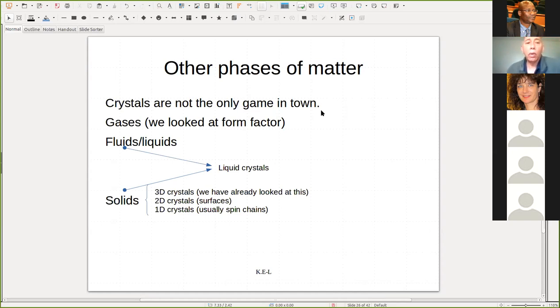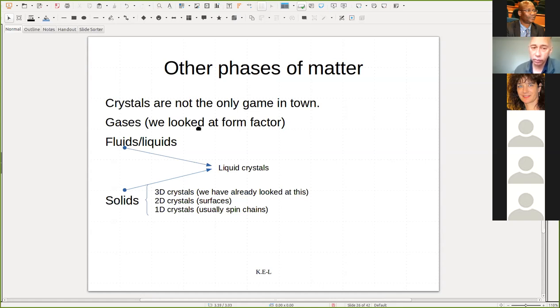So I wanted to say that crystals aren't the only thing in matter. You know, you have gases, which are actually not very interesting, but I'll just remind you that form factor calculation, I didn't say we did it, but I showed you how it could be done, is an example of what you would do for scattering from a gas, because even if you had a whole bunch of things there, they're so far from each other, it's just like a random sum of independent atoms. So that's what a gas would look like.